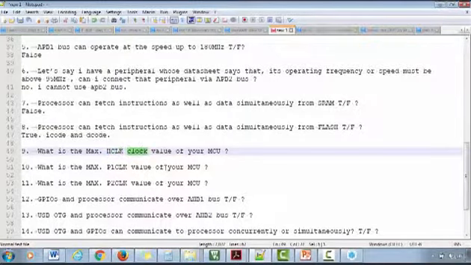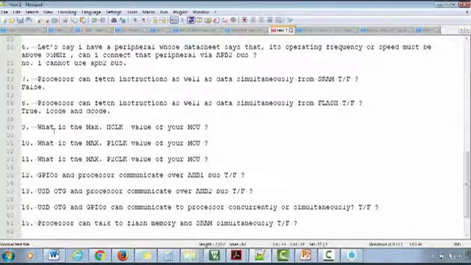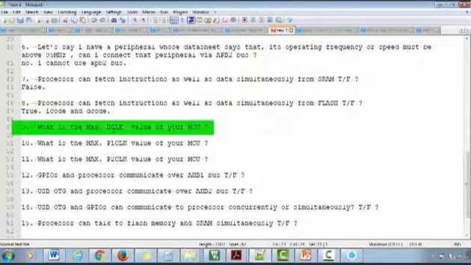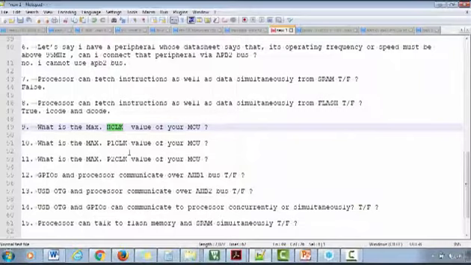Okay, so now this is repeated. So what is the maximum HCLK value of your MCU? So in this case, I'm considering this MCU. So what is the maximum HCLK value? All right, so remember that HCLK is a notation or abbreviation used to describe the clock frequency, or operating clock frequency, of the AHB bus.